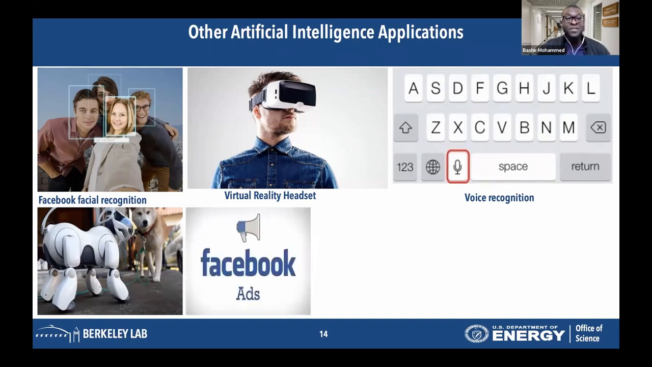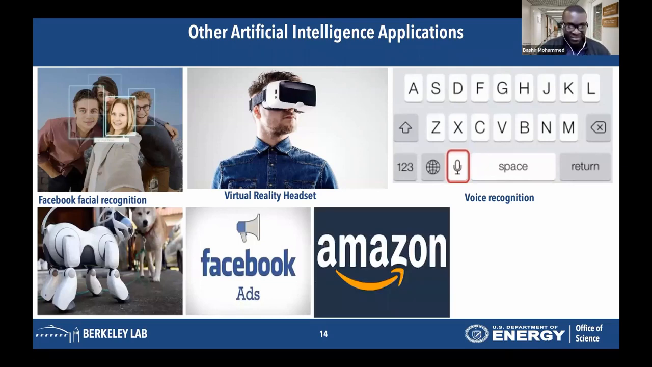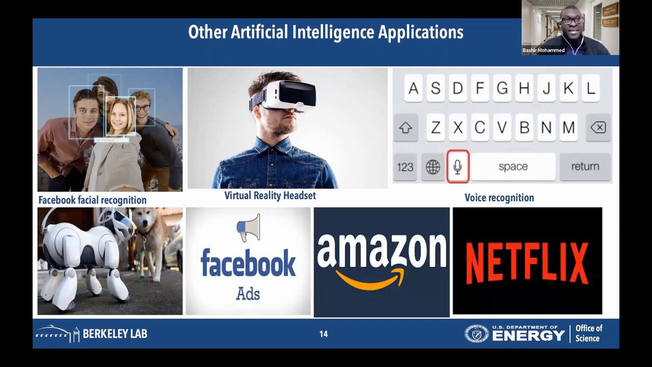Then we have Facebook ads, right? They know you more than you know yourself, right? Amazon, for example, and Netflix all use what we call recommender systems to make recommendations. Those people who buy this also buy this. Those people who watch this movie also watch that. So you always see that after this. That's also machine learning in action.